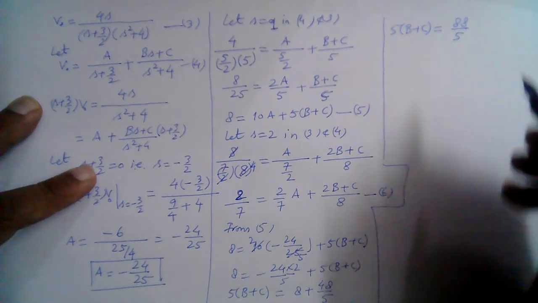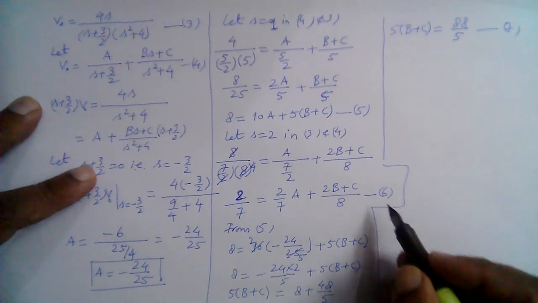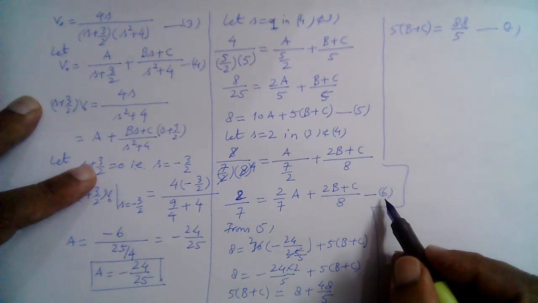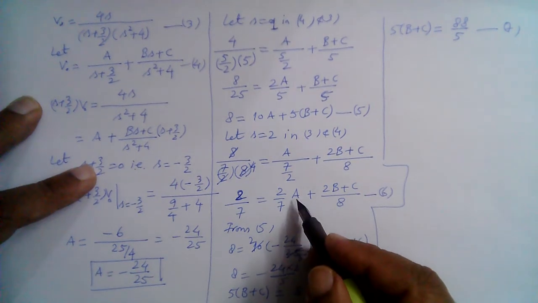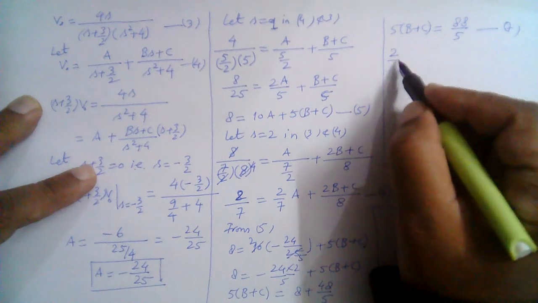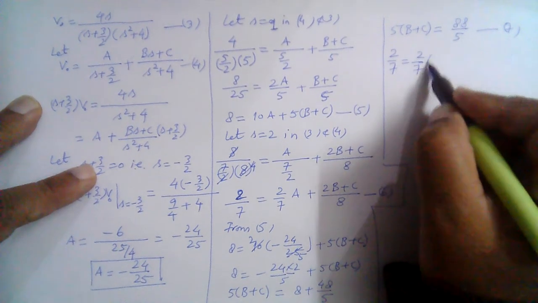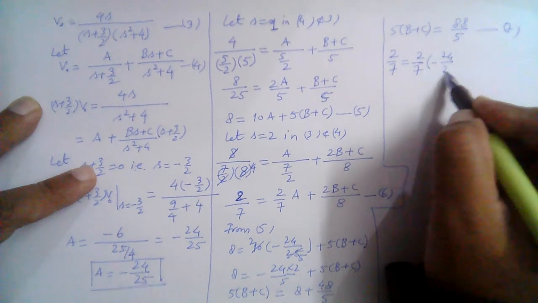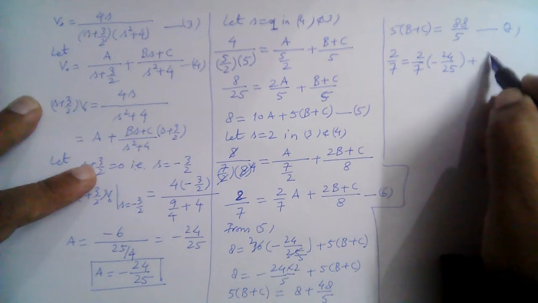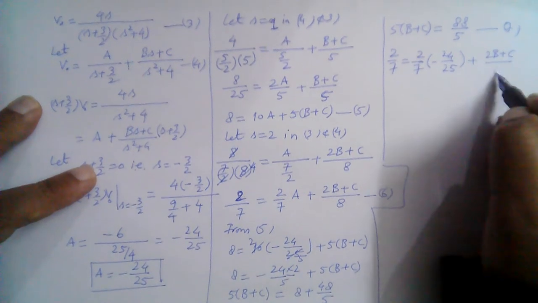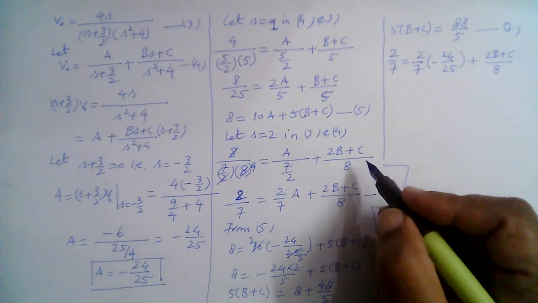So let us see if we can arrive at a simpler expression for 6 also, then we can solve them simultaneously together. So let's substitute the value of a here also. So this is 2 over 7 is equal to 2 over 7 into minus 24 over 25, right, plus 2b plus c over 8. So this seems a bit complicated, right?